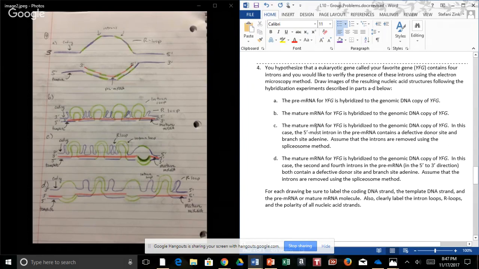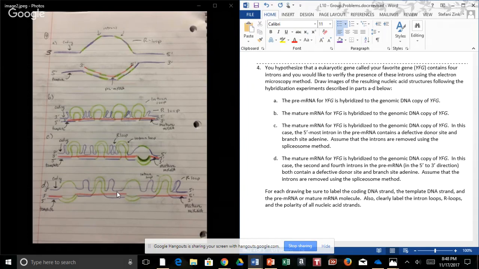So in C, it's asking about the mature mRNA for YFG hybridized. In this case, the 5' most intron in the pre-mRNA, so that's this one over here to our right, you can see my little 5 prime, has a defective donor site and branch site adenine. So I took that to mean that it could not be cut out like the rest of the mRNA. While the mature part, the one without these 3 different sections of intron, was able to attach properly, with the intron bases looping out, this one makes kind of like the first one where it just loops out and there's an R loop.